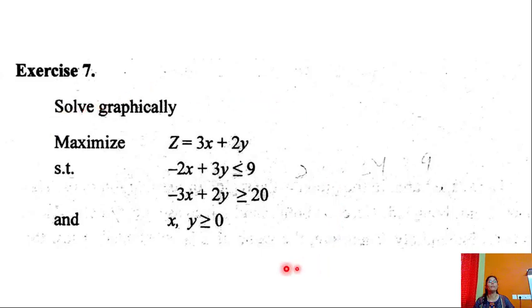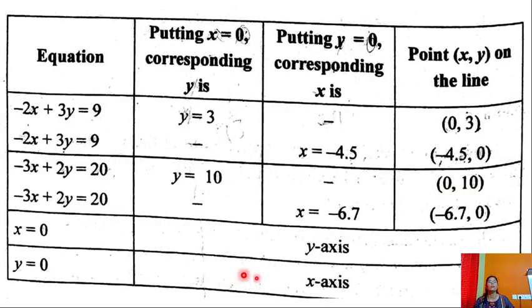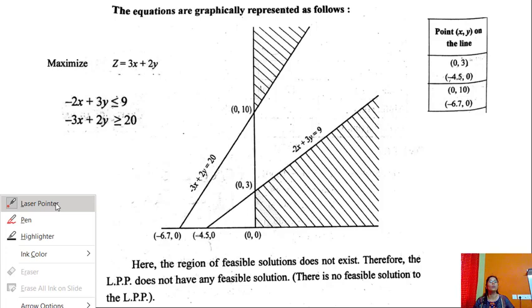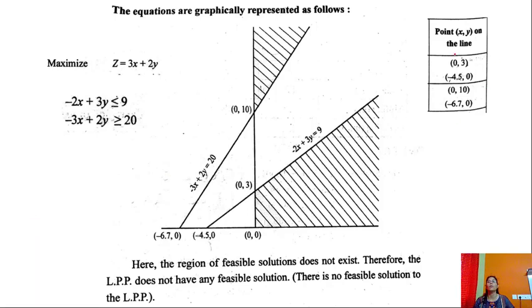Now let us see this problem. This is the case of maximize Z is equal to 3x plus 2y. So this is our table. Inequalities converted into equalities, and we have found the points x and y, and now we have to plot those points on the graph. So the first point is 0, 3. X is 0 and y is 3. So this is the point.